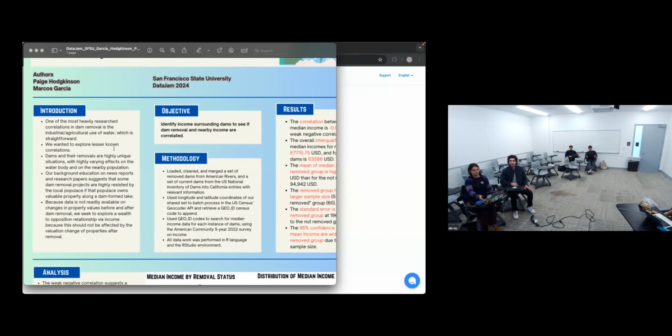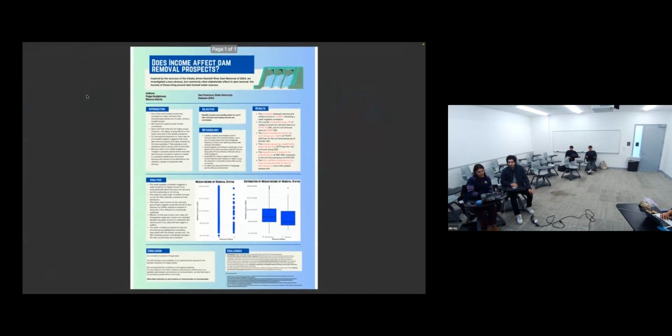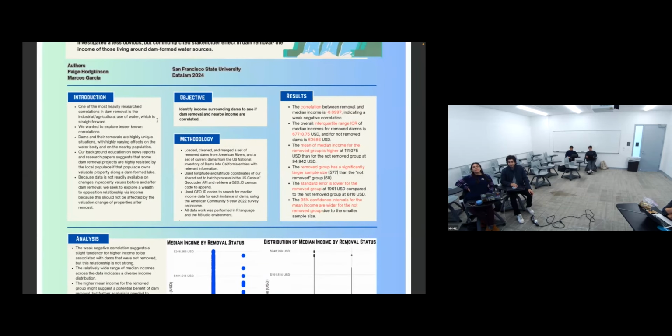Yeah, so we took inspiration from the 2024 Klamath dam removal, but we actually took a look at big data sets of dams that were removed and dams that were not removed. From that we wanted to see if there was a correlation between people's income, the median income for the zip codes, that we used GeoIDs to merge the data set with the removed and not removed dams.